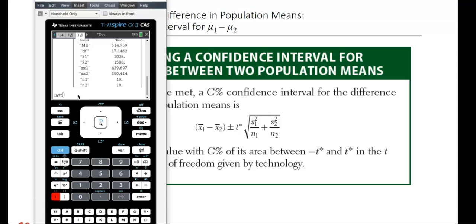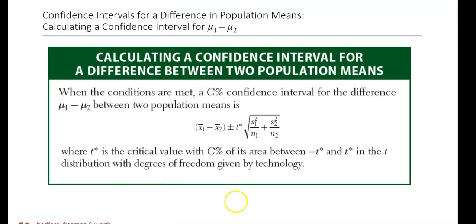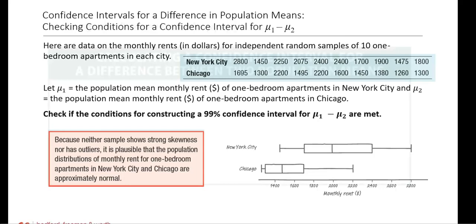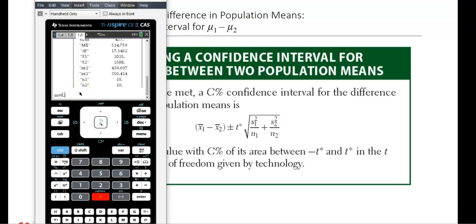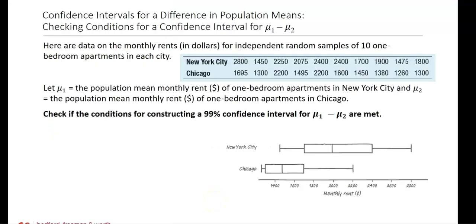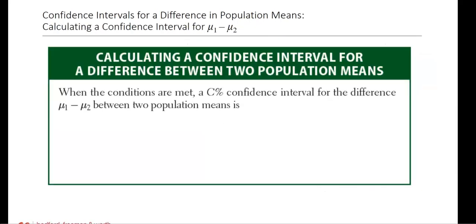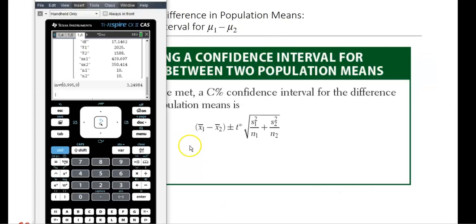So that would be inverse t of, let's see, if it's 90, just make sure it's 99%. So if it's 99%, you put 0.995, because that's the part to the left of that, comma, degrees of freedom, which is 9, I believe. Wait, let me just double check something. 2, 3, 4, 5, 6, 8, yeah. Okay, so then you type in 3.25 for your T star there.